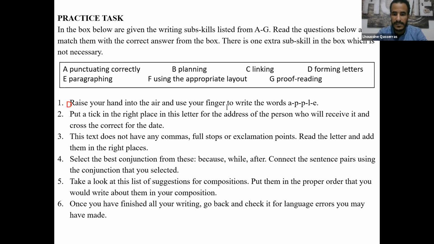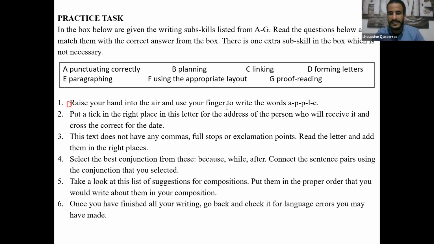Okay, others. Amal. I think I don't agree. I think it's paragraphing because the layout is putting all the ideas in order. So I think it's true. It's paragraphing. What do you think, others? Is it paragraphing?